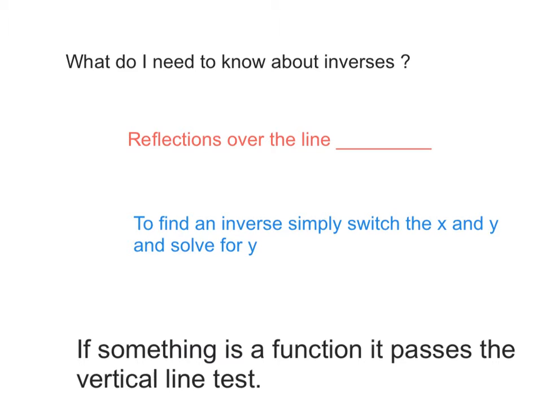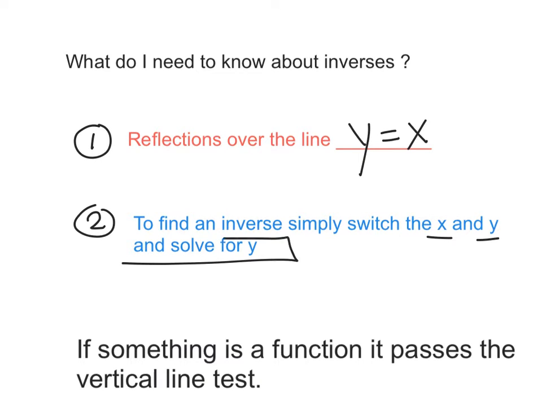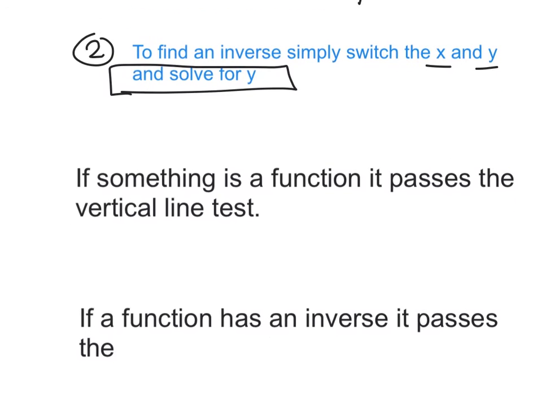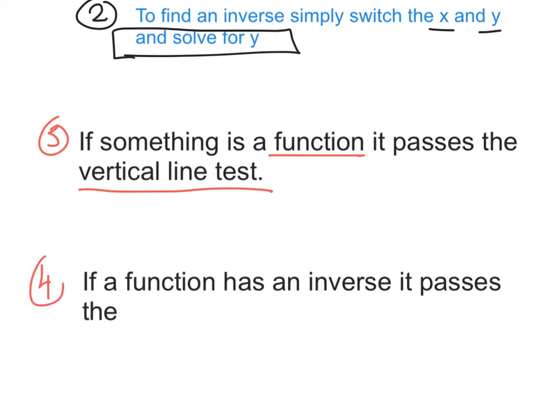Well, first, inverses are reflections over the line y equals x. Second, to find an inverse, you simply switch the x and the y, but then make sure you solve for y. Third, if something is just a function, we should know that it has to pass the horizontal line test. However, in our fourth note here, if a function has an inverse, then it must pass the horizontal line test.